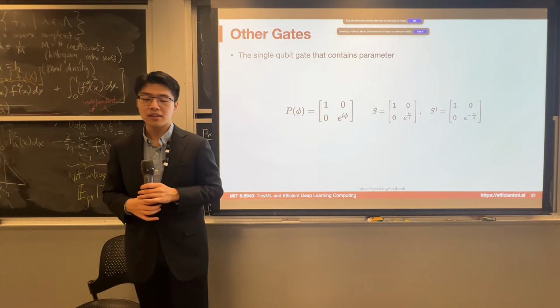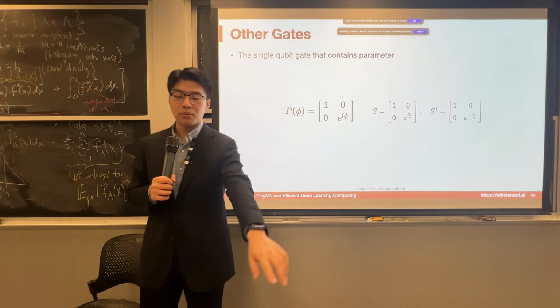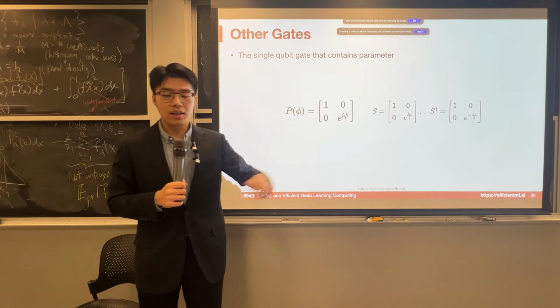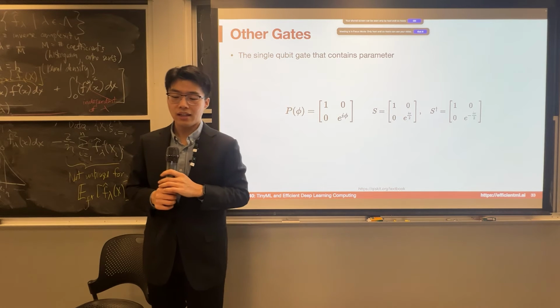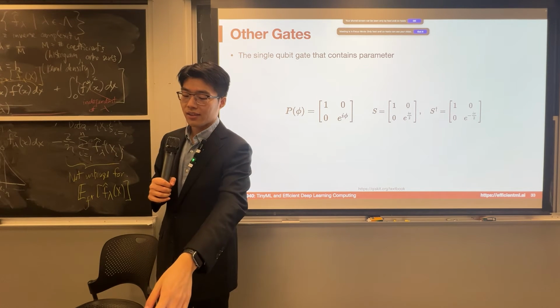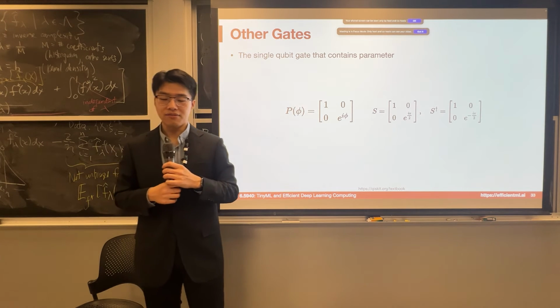information manipulations. So for example, we have the phase gate, where we just have a 1, 0 and 0, e to the power of i theta. And also we have the S gate, and also the S dagger gate, which is the inverse of the S gate.